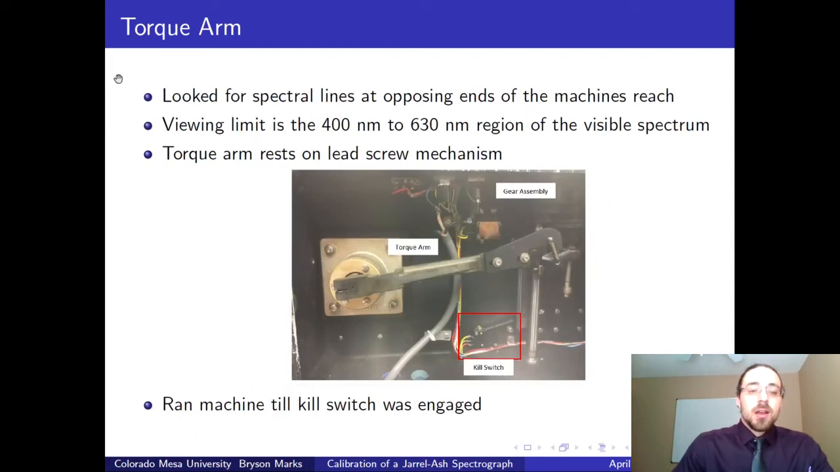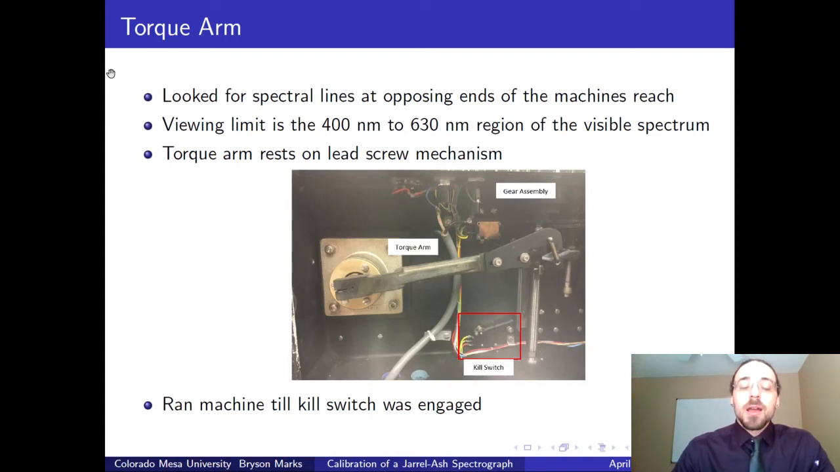So now that we are able to find spectral lines, we need to look for spectral lines at the opposing ends of the machine's reach. This lets us know the viewing limit of our spectrometer. Running this machine, I found that there is a viewing limit of 400 nanometers to 630 nanometers of the visible spectrum.